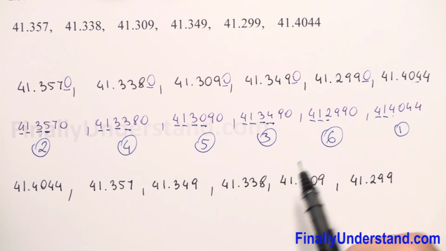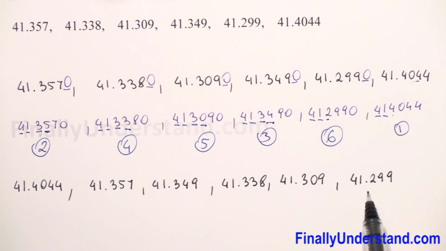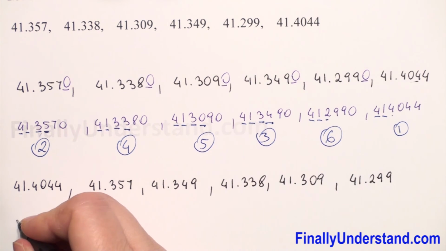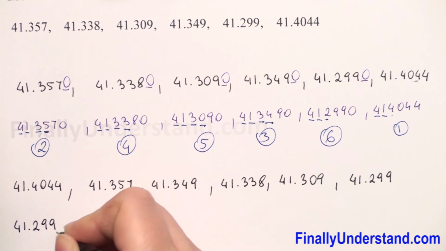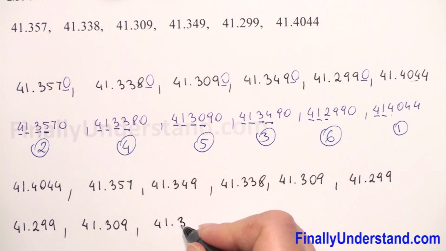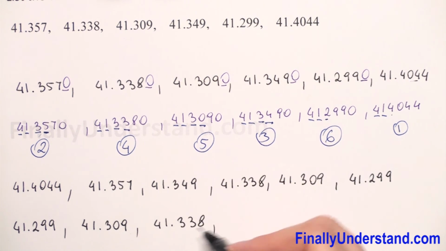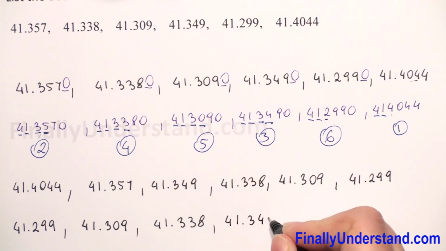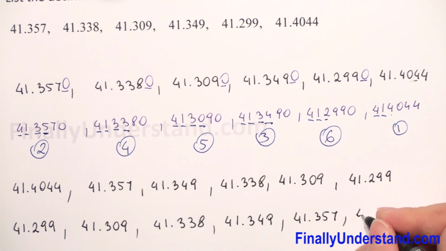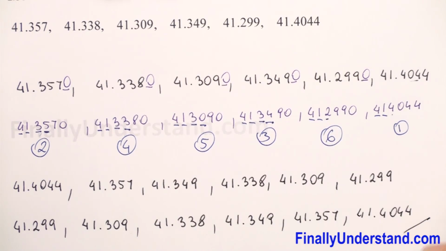And now, because we have these numbers from the largest to the smallest, when I rewrite them from the last number to the first number, I will have the right order. So first will be 41.299, the smallest number. Next is 41.309. Next is 41.338. Next is 41.349, 41.357, and the largest number is 41.4044. This is my solution.